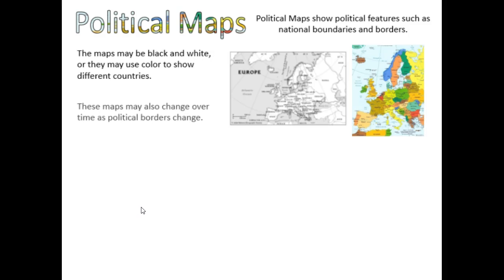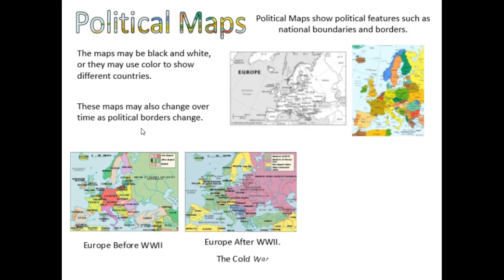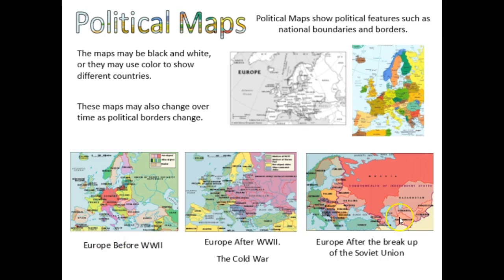Next type of map that we're going to cover is political maps. Political maps show political features such as national boundaries and borders. Now, this is going to be all of your man-made stuff. So here we see the different countries. Country borders are definitely man-made. Yes, you have your natural borders, but they're still determined by man. These maps are also pretty cool because they can show you how political borders change over time. So here you see 3 different maps of Europe and how these borders changed after World War II and even after the breakup of the Soviet Union.